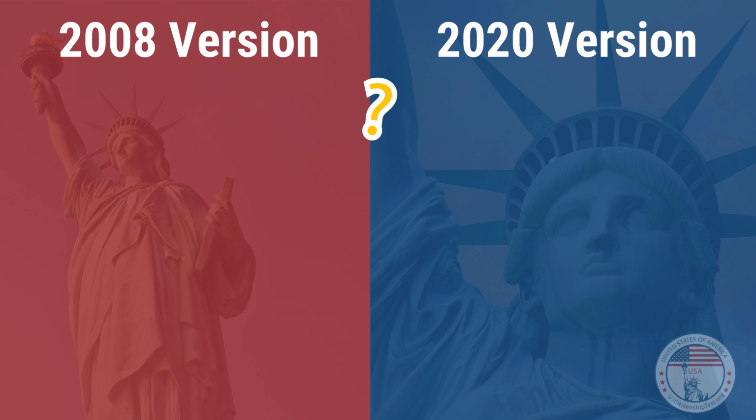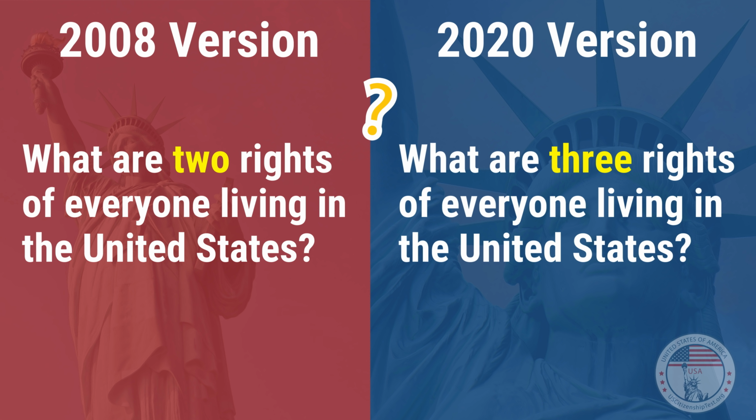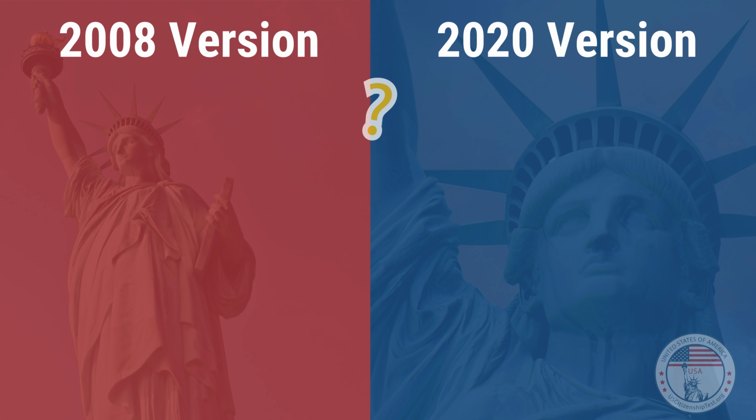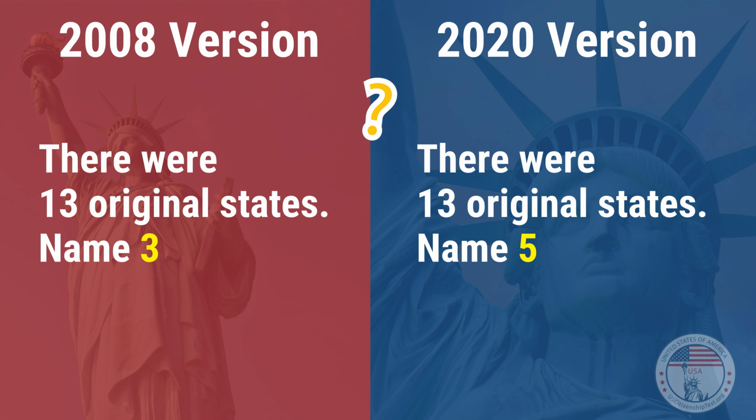Out of the 59 old questions, 5 of them require more answers in the 2020 version. For example, in the 2008 version, it asks, what are 2 rights of everyone living in the United States? In the 2020 version, it asks, what are 3 rights of everyone living in the United States? Here's another example. There were 13 original states. In the 2008 version, it asks you to name 3 of them. Now, in the 2020 version, it asks you to name 5 of them.